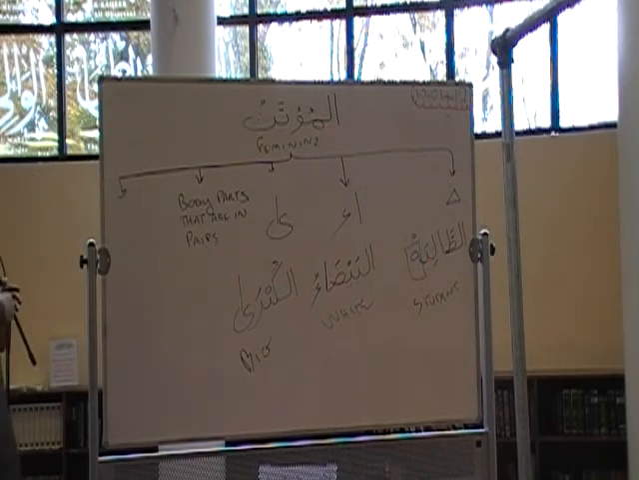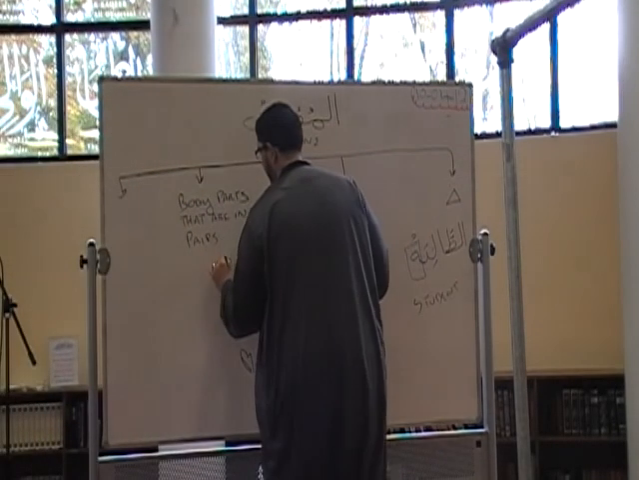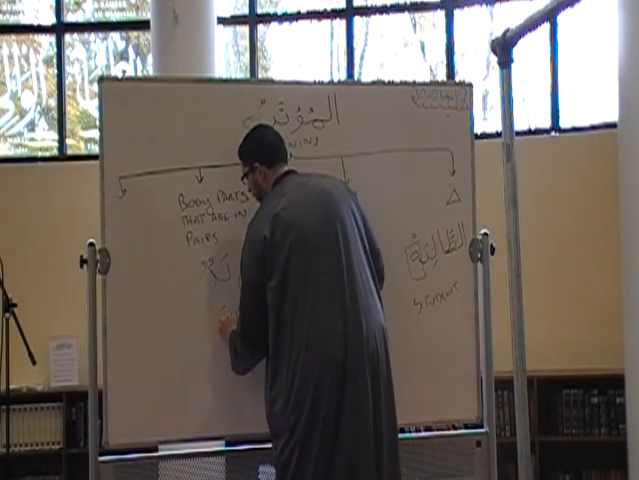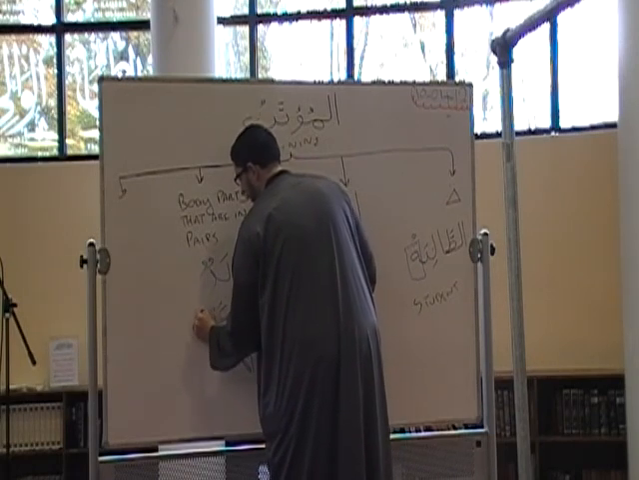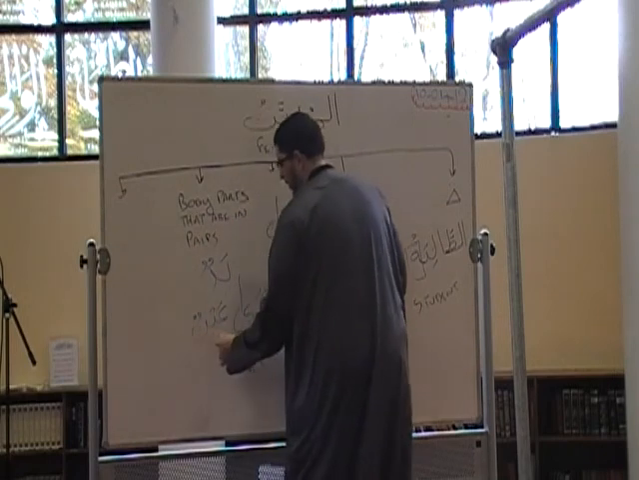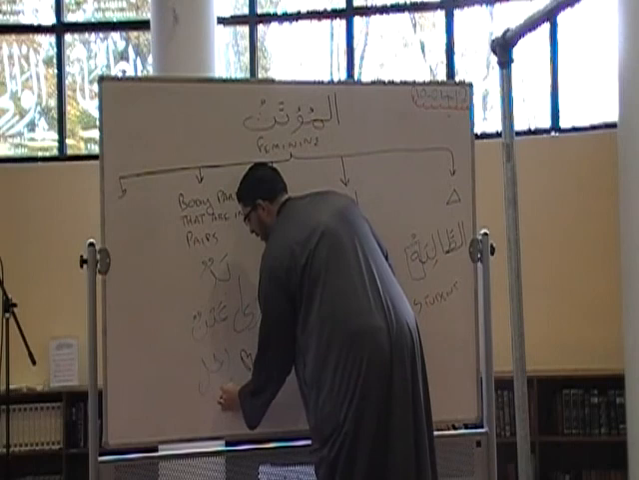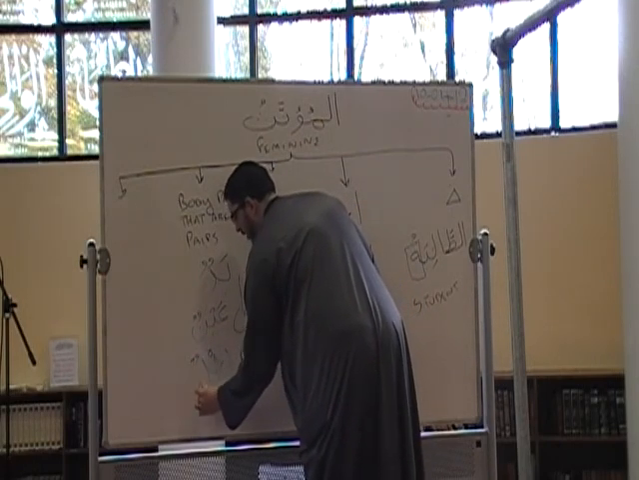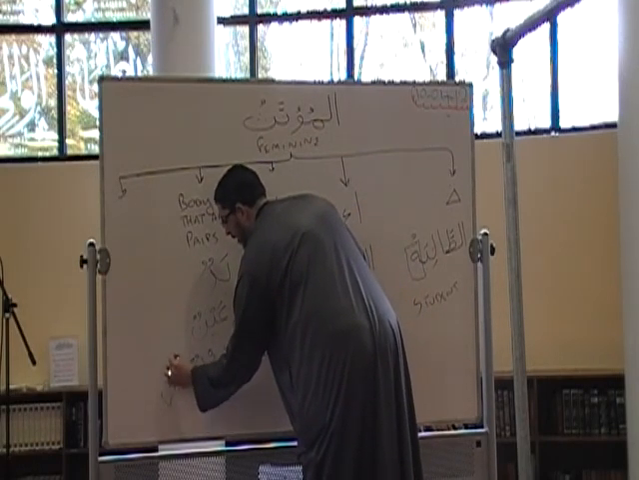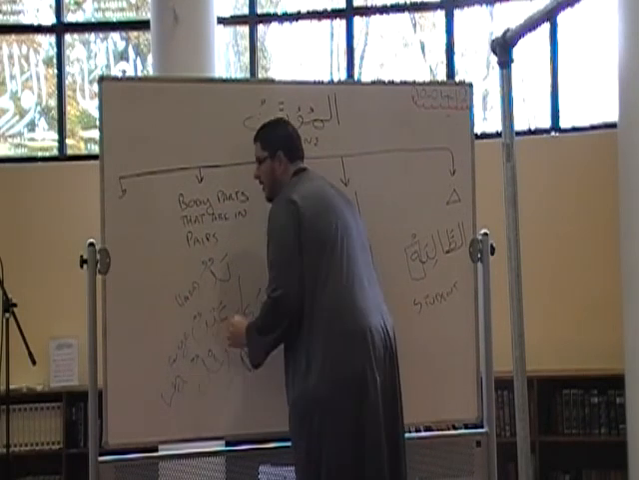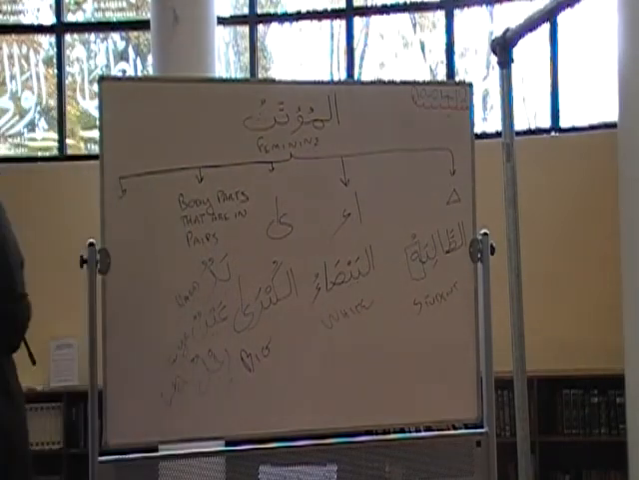So for example, yadun. Aynun. Ayn is eye, yadun is hand. Rijlun is leg. Leg, eye, hand. Okay, these are examples. Anything that has a pair is a feminine word.